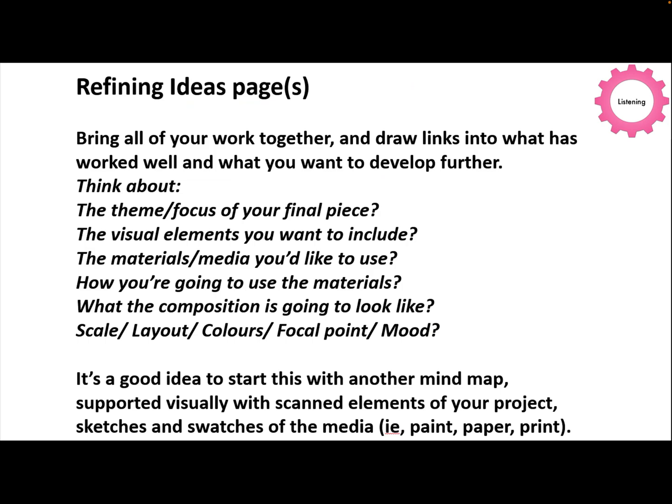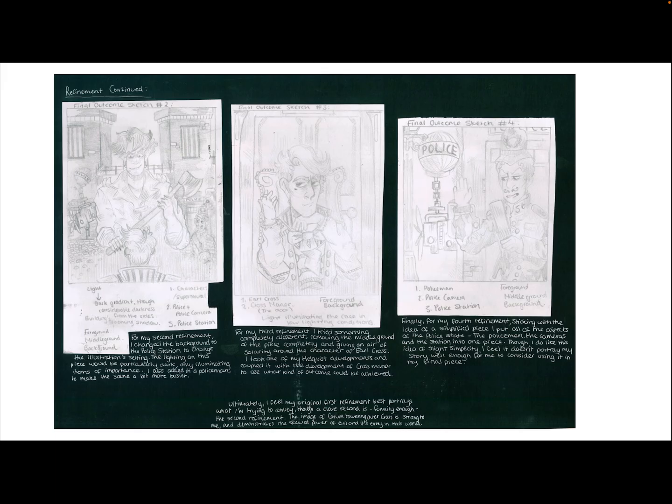What's the arrangement of all of the objects in your image like? What does it look like? What's the size of your final piece going to be? What's the layout? What's the colours? What's the focal point? What are people's eyes going to be drawn to? What's the mood? It might be a good idea to start this with another mind map, supported visually with scanned elements of your project, sketches and swatches of the media, for example, paint, paper or print.